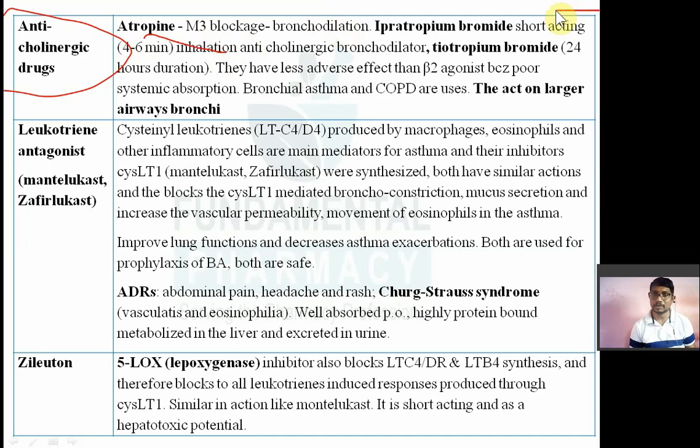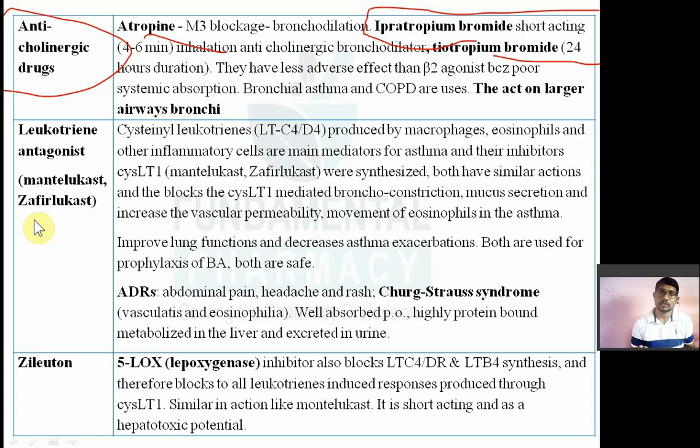But because atropine has a very non-selective action, it is not used. Ipratropium bromide, its derivative, is short-acting, with a 4 to 6 hour duration of action, and is used as an inhaled anticholinergic bronchodilator. Ipratropium bromide and tiotropium bromide: tiotropium has a 24-hour duration. They have fewer adverse effects than beta 2 agonists like salbutamol, terbutaline, formoterol, and bambuterol, which have more systemic absorption and more adverse effects.